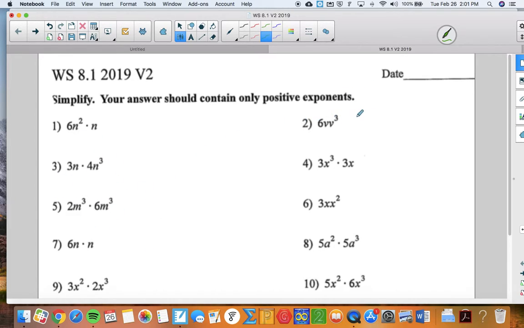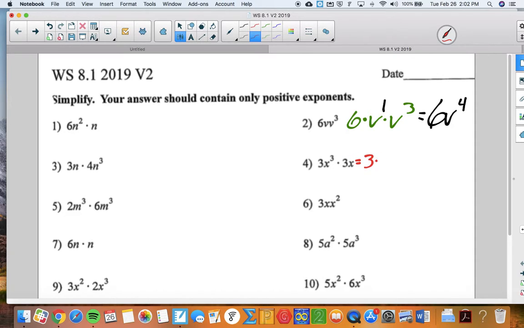Number 2, first of all, some people were annoyed by the fact that there's not multiplication dots. Well, this is equivalent to this. And then recall that this v right here has an exponent of 1. So to simplify this, v to the 1 times v to the 3 is the same as v to the 4 because I can add the exponents together. And then that 6 just comes along for the ride. Boom.